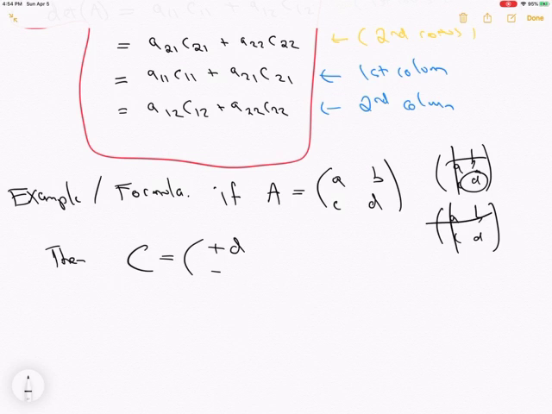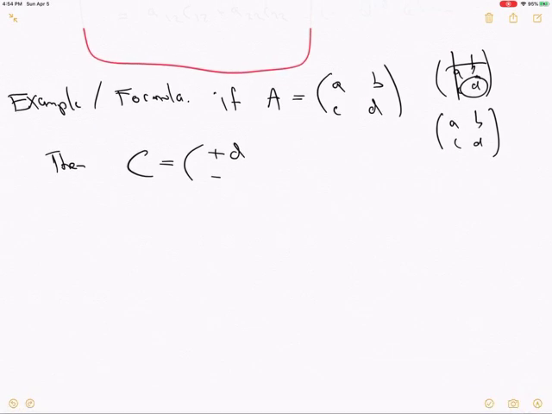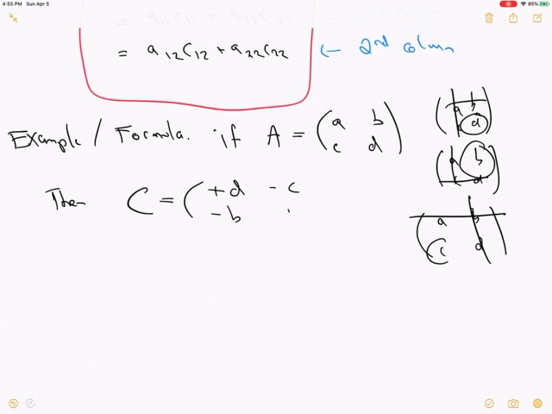If you delete the entry with a C, then you're left with this B, so you get a B here. If you delete the entry that has the B, then you end up with that C. And similarly, if you delete the entry with a D, then you get an A. So that's the cofactor matrix here.